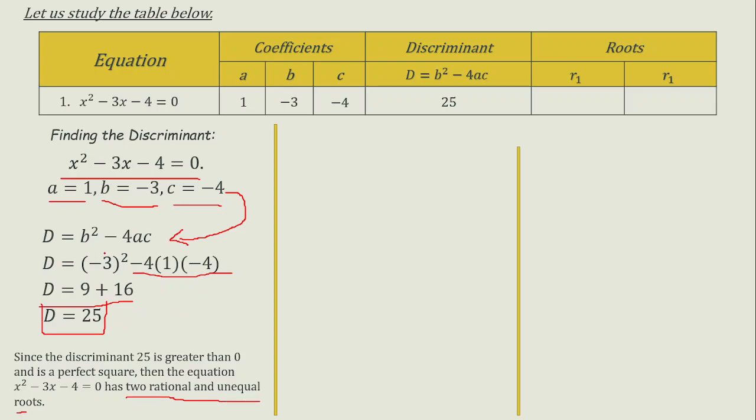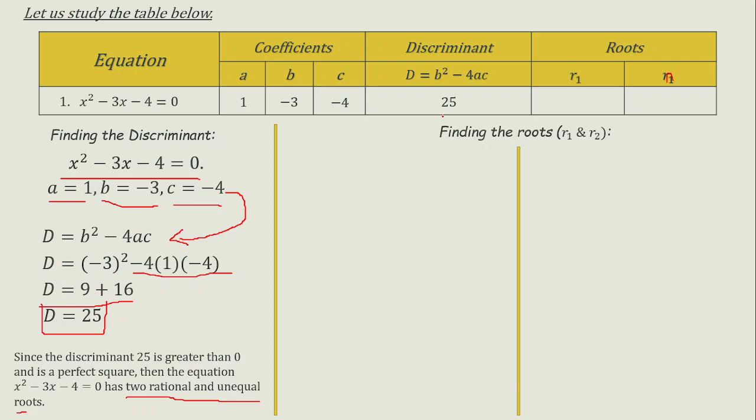By just finding the discriminant, we can make some predictions, or not just predictions, but a claim. What will be the nature of the two roots that we are going to solve later? Again, it says here, since the discriminant 25 is greater than 0 and is a perfect square, then the equation x squared minus 3x minus 4 is equal to 0 has two rational and unequal roots. So let's check, is that really true? So we will now solve for the roots.